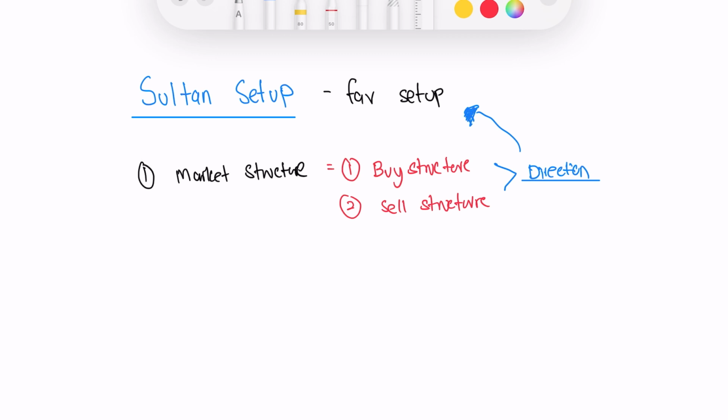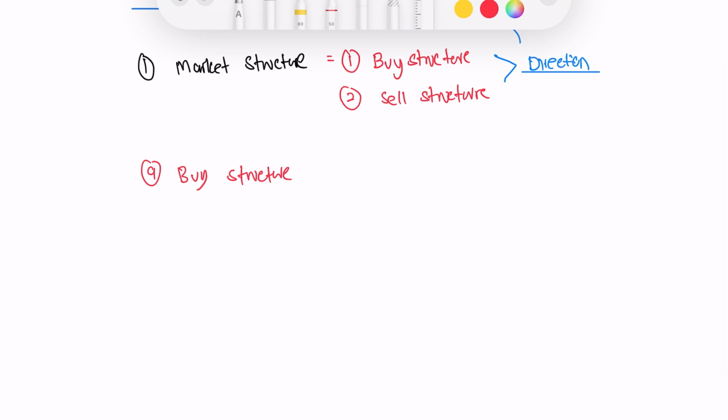Okay, alright. So let's just say lah, kita ada number one is keadaan buy structure. Okay, buy structure. So when we go through buy structure, we basically have something that looks macam ni. Okay, so this is your lower low, this is your higher high, this is your higher low, this is your higher high, this is your higher low, this is your higher high.